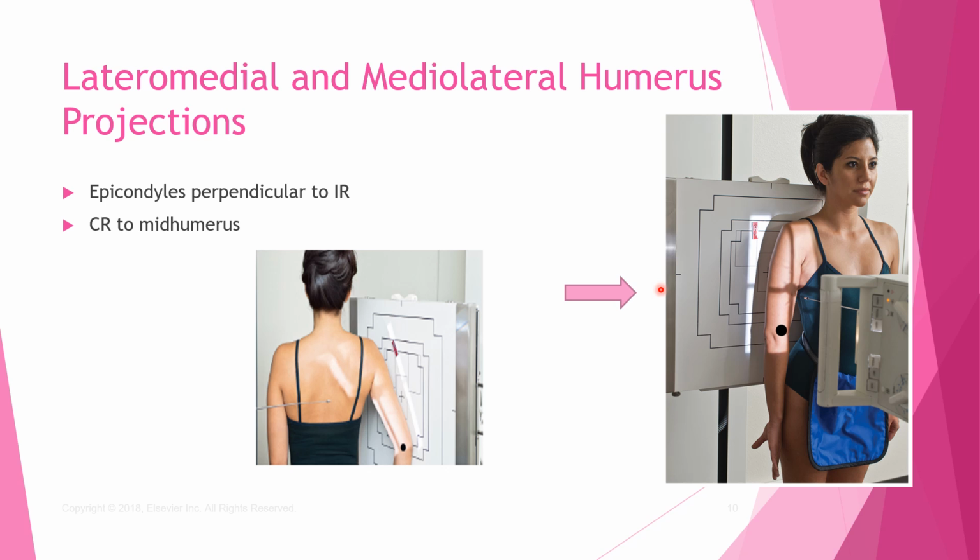You may have to rotate their body towards the affected side so that the humerus and shoulder come in contact with the IR. And you're going to internally rotate the arm. Notice she has the back of her hand against her thigh. So she's internally rotating her arm so that the epicondyles are now perpendicular to the IR. Okay? Epicondyles are perpendicular on the lateral humerus. They're parallel to the IR on the AP humerus.